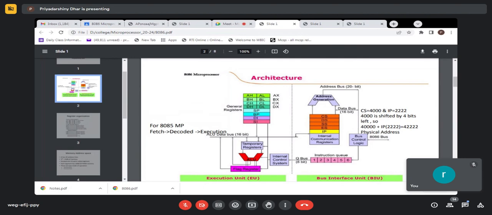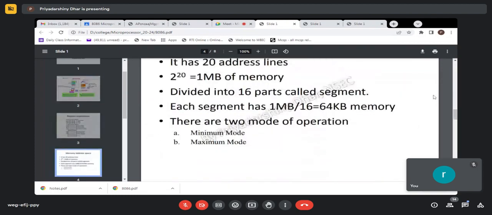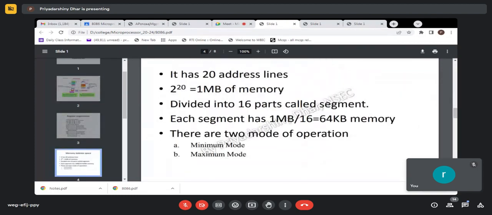Now the 8086 microprocessor has a 16-bit data bus, and it has 20 address lines. So 2 to the power 20 means how much? Anyone? 1 MB, exactly. So 2 to the power 20 means 1 MB. Look at this, 1 MB of memory. So the 8086 microprocessor can access 1 MB of memory.